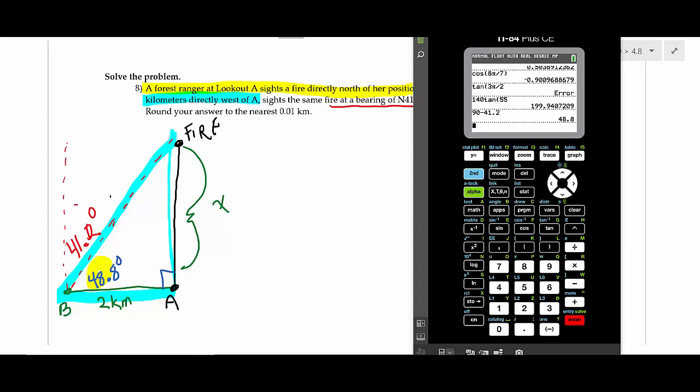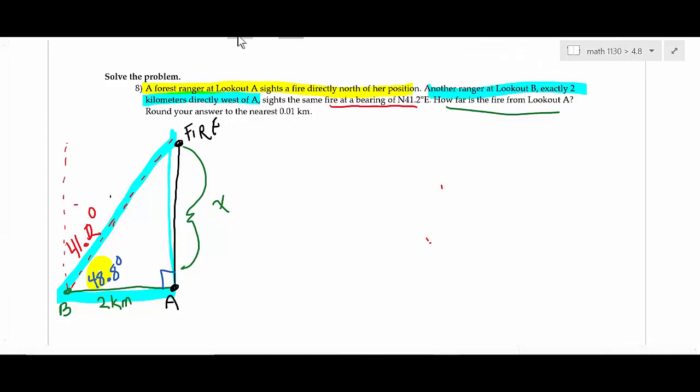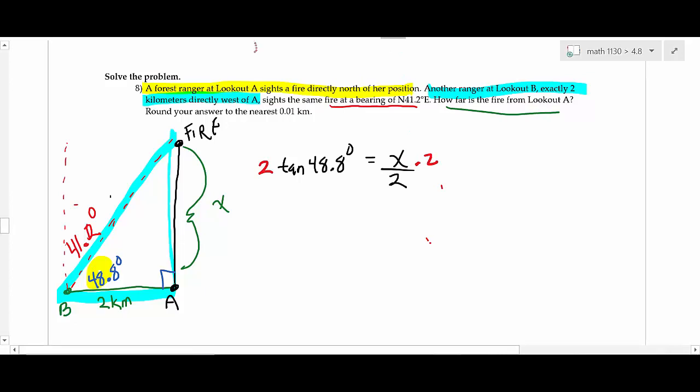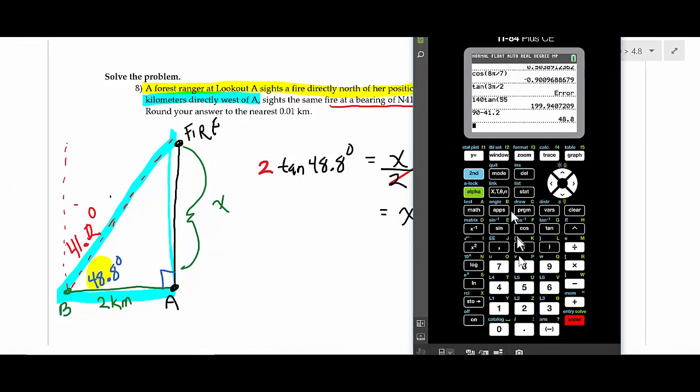Once you get the diagram, try to find a right triangle in that problem. So now we would say tangent of 48.8 degrees is equal to opposite x over adjacent 2. Then we can multiply both sides by 2. That would give x is equal to 2 tangent 48.8. We need to make sure we're in degree mode and calculate that. And then we've got what we need to find on the problem.